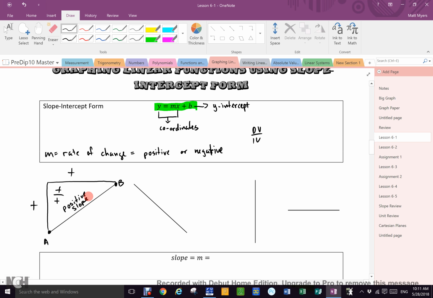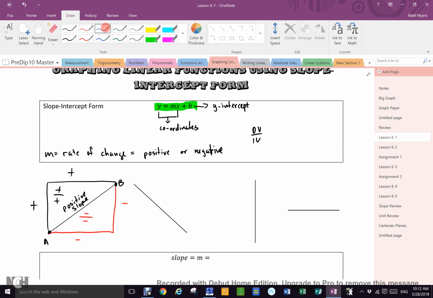Does everybody understand? Now, everybody says, oh, Mr. Myers, how can it still be positive if you go the other way? If I go from B to A, I have to go downwards, correct? Which is what? Negative. And then I have to go this way, correct? Which is what? Negative, which means I have a negative divided by a negative. Two negatives make a positive. Everybody got it? That's not a negative slope.